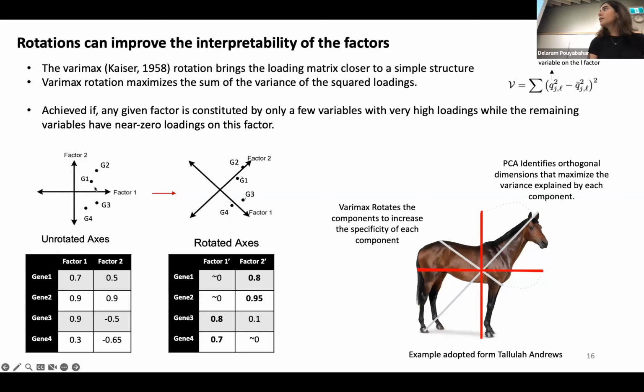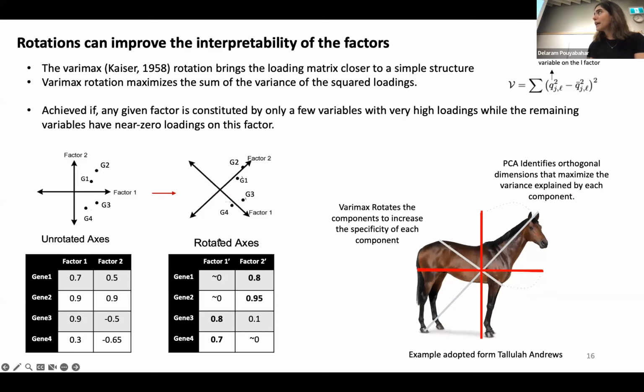So each dot here represents a gene or a feature. We have factor 1, you can think of it as principal component number 1, and this is factor number 2. And this is the loading vector or the loading matrix that you would look into. You can see that it's very hard to say that factor 1 is only associated with gene 1 or gene 2. It has some middle score for most of them. And the same is true for factor 2.